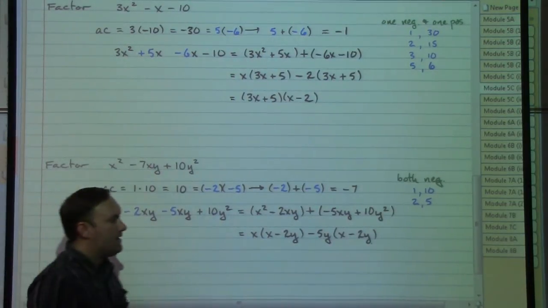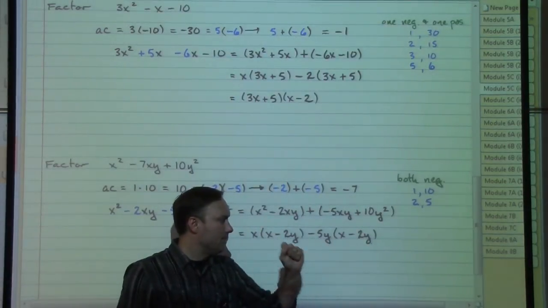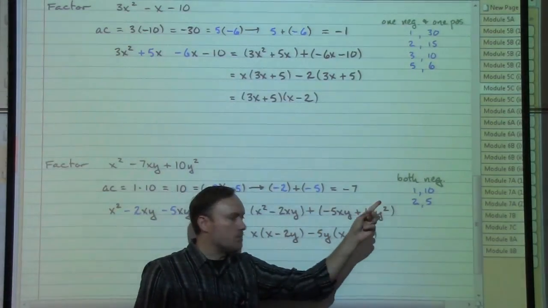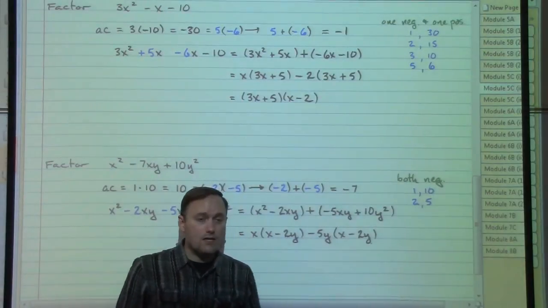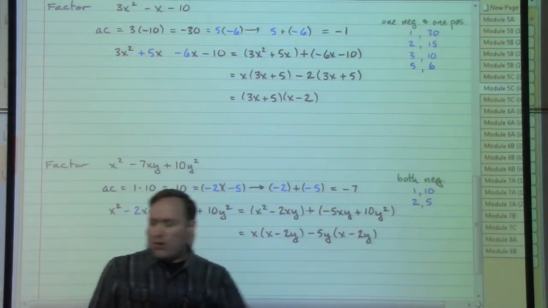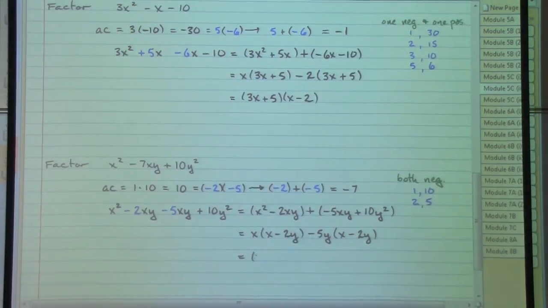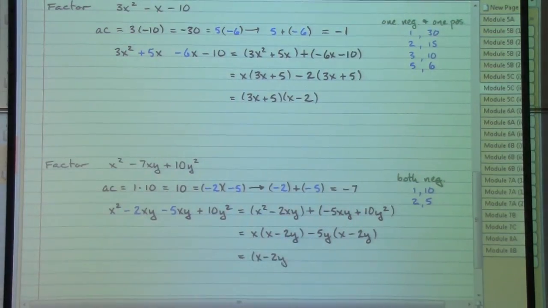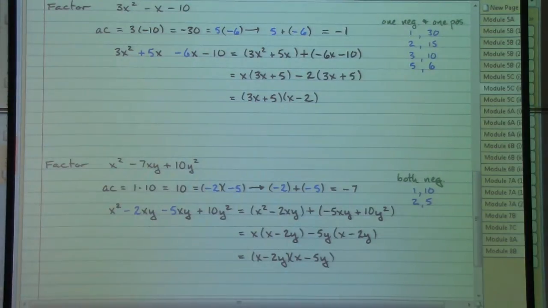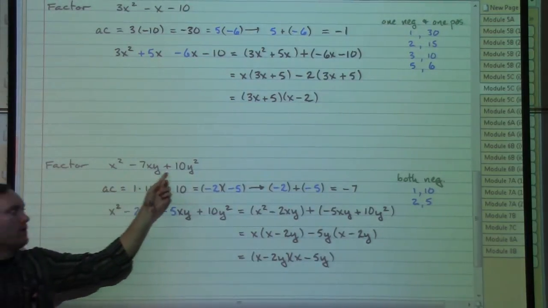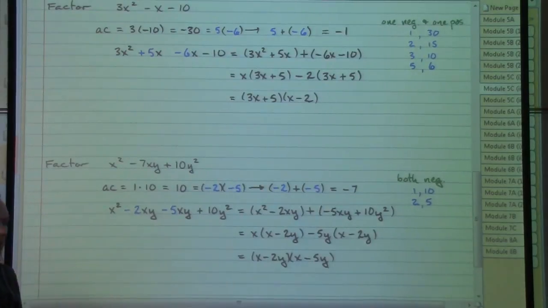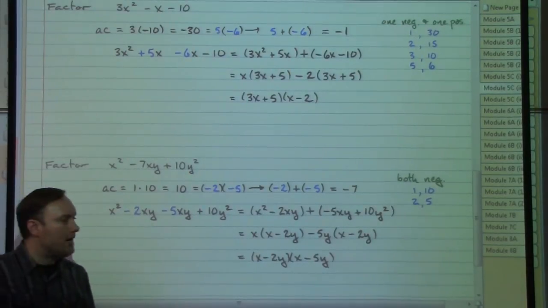Negative 5 times negative 2 gives me positive 10. Y times y gives me y squared. So the rest of that does in fact work. And so half of my answer is going to be the x minus 2y. And the other half of my answer is going to be the x minus 5y. If we go ahead and FOIL that out, we can check to make sure that we end up with our original polynomial, which we do, so we can be confident in our answer.